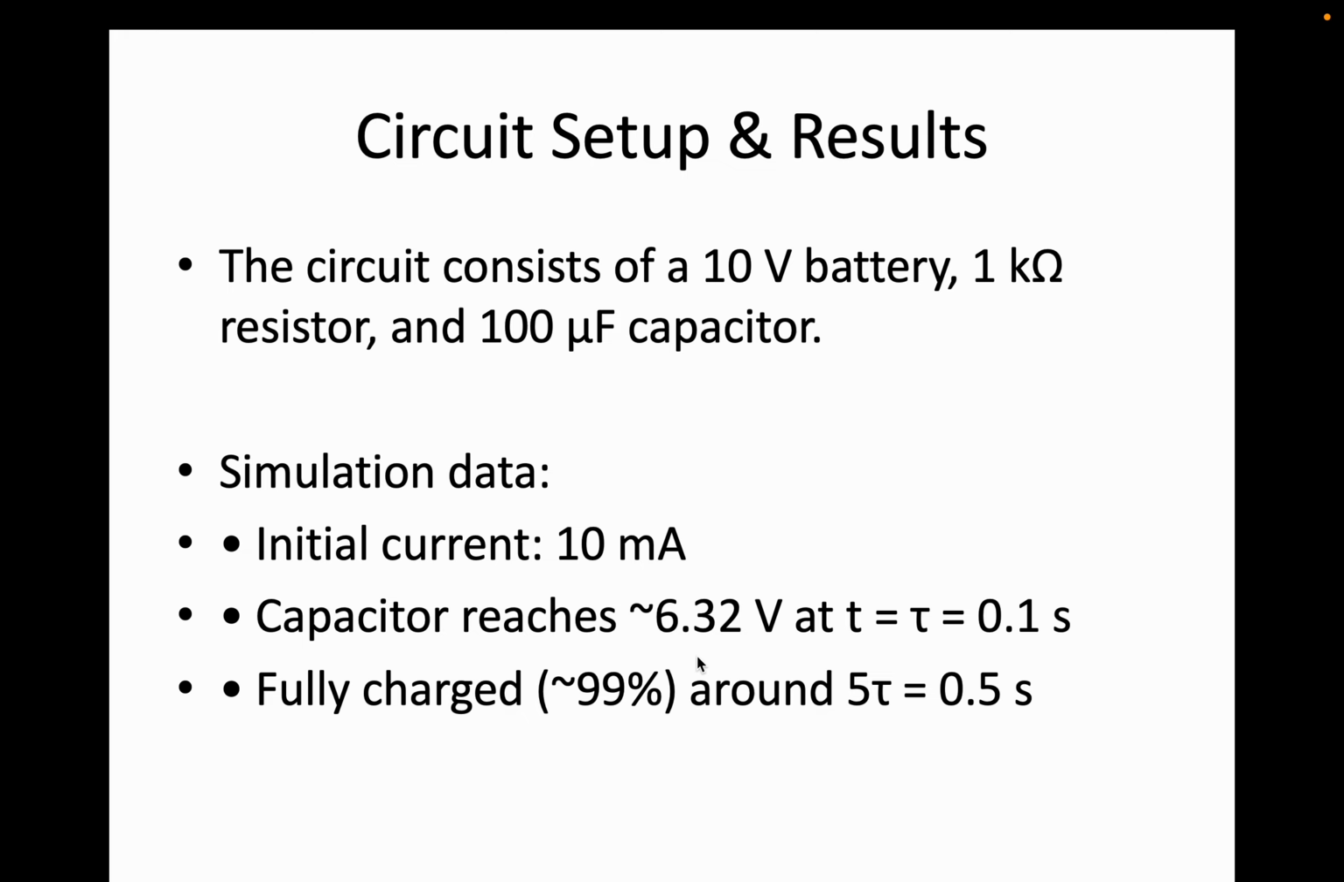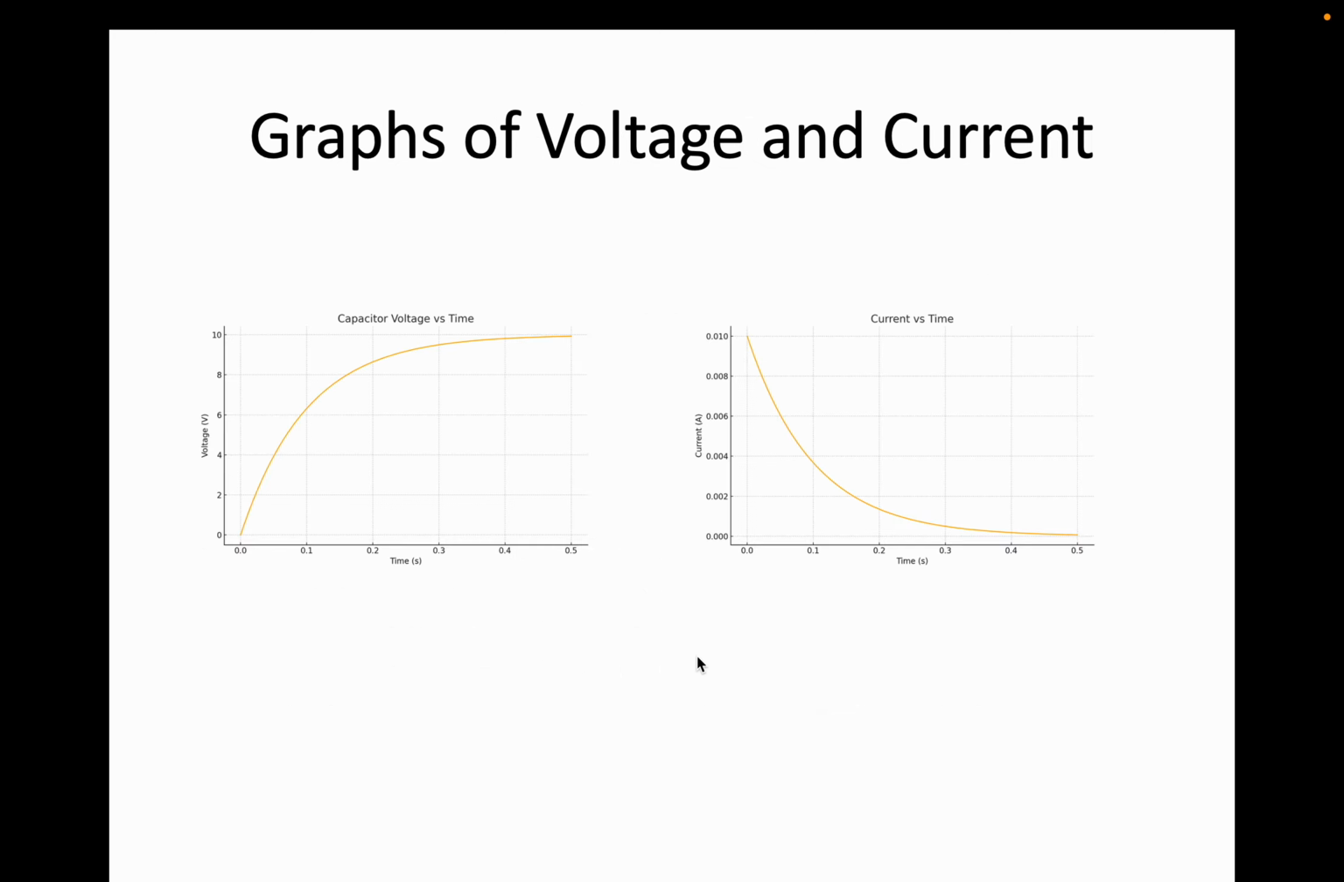At the beginning, the current was about 10 milliamps, and the voltage across the capacitor was 0. As time went on, the voltage increased and the current dropped. After 0.1 seconds, which is one time constant, the voltage was around 6.3 volts. The capacitor was almost fully charged after half a second.